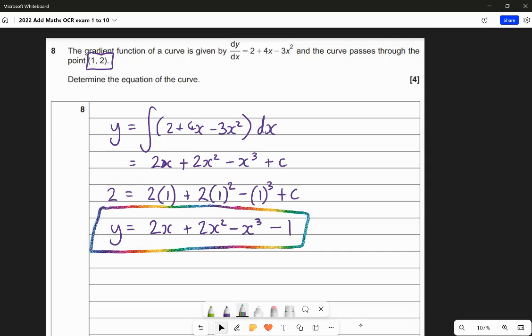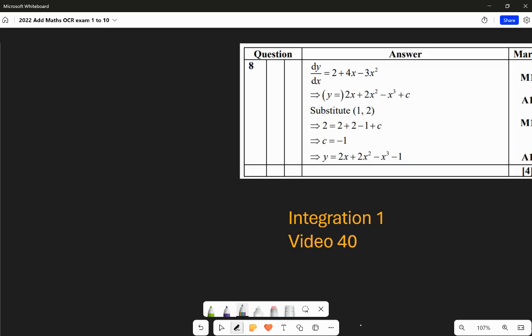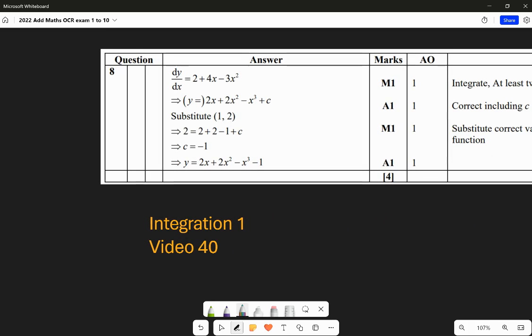4 marks, lovely. Nice simple bit of calculus there. If you want a little bit of practice on integration, this is the first part of integration, integration 1, video 40. So have a go in your own time.